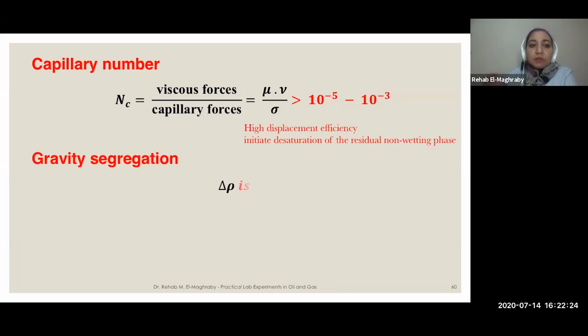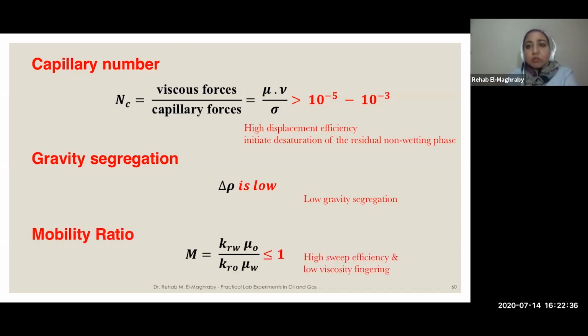Okay. For the gravity segregation, you have to make sure the density difference between the injected fluid and the oil is not very high, to avoid gravity segregation, and the mobility ratio has to be lower than or equal to 1 to have high sweep efficiency and to lower the chance of viscous fingering.